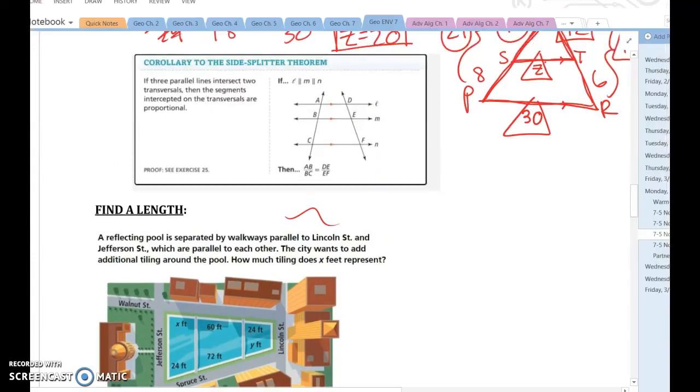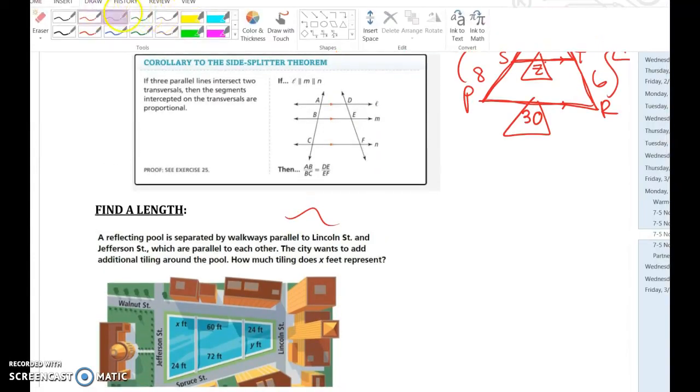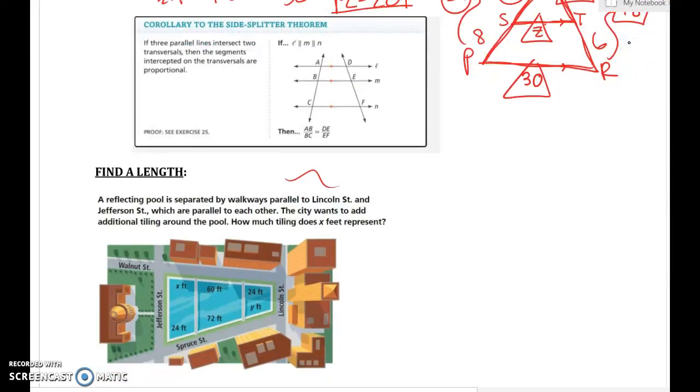Basically what we have is a reflecting pool with parallel walkways, so these walkways in between are parallel, and we need to find, if they're going to put tiling around, what X is. So really what we have is just proportional sides, just like up here, proportional, proportional, proportional, proportional.